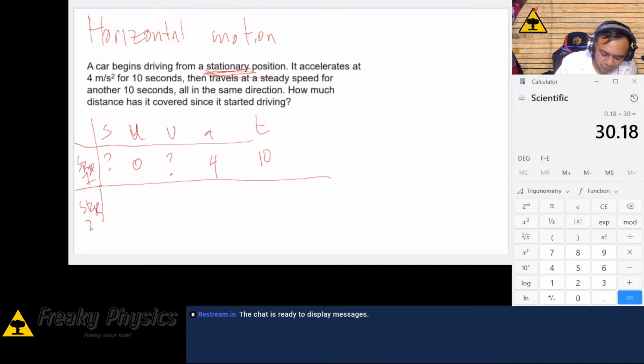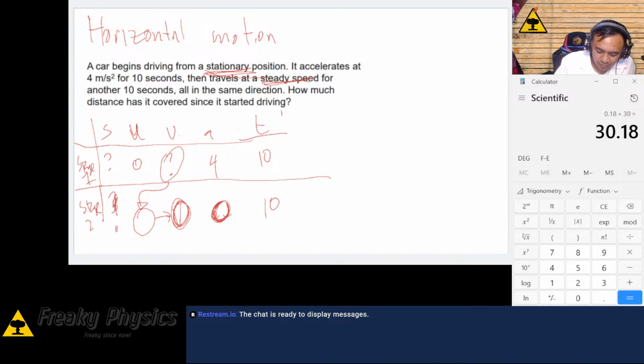Stage 2, we also don't know s, question mark, right? But we know whatever this is equal to, I'll just put that here. Because of steady speed, we know our v is also going to be this. This means that the acceleration at this point is 0. And we know as well that the time it takes is 10 seconds, right?